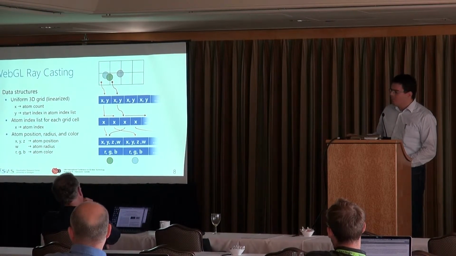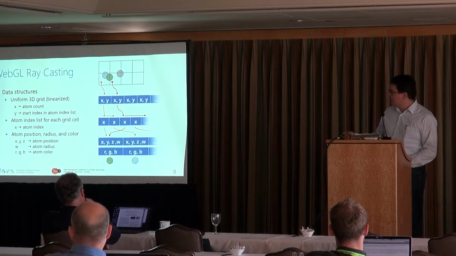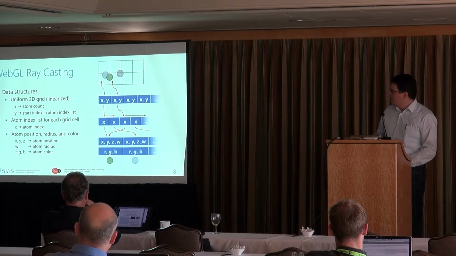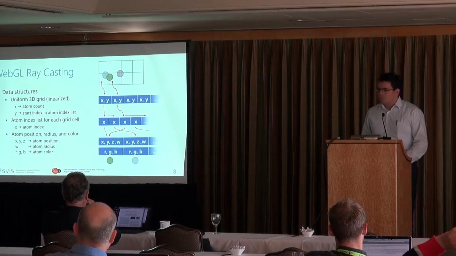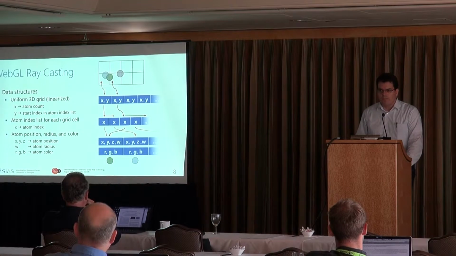So in our table of grid cells, it's sorted into these two grid cells. Then the X and Y components point to a slot in the index and the number of atoms which are in this cell. And then the indices point to the actual position and color data for our spheres. So this is very easy to traverse in the ray shader.